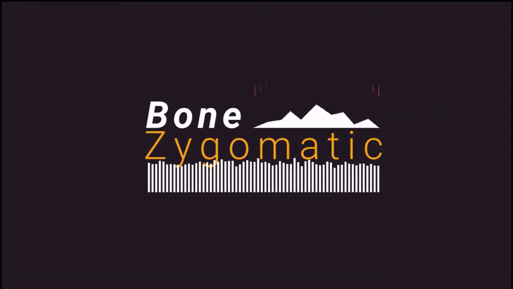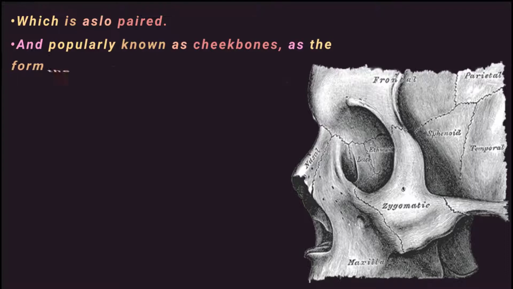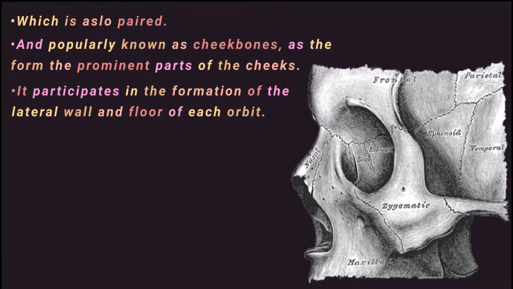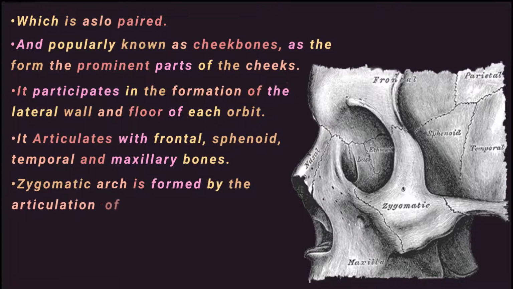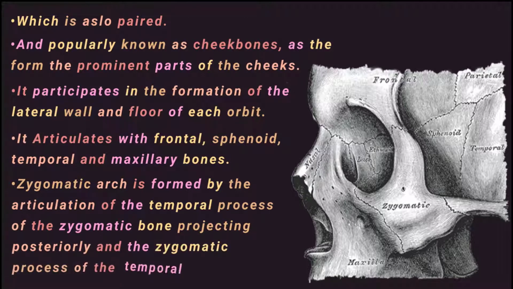The next bone is the zygomatic bone, which is also paired and popularly known as the cheekbone, as they form the prominent parts of the cheeks. It participates in the formation of the lateral wall and floor of each orbit. It articulates with frontal, sphenoid, temporal and maxillary bones. The zygomatic arch is formed by the articulation of the temporal process of the zygomatic bone projecting posteriorly and the zygomatic process of the temporal bone.